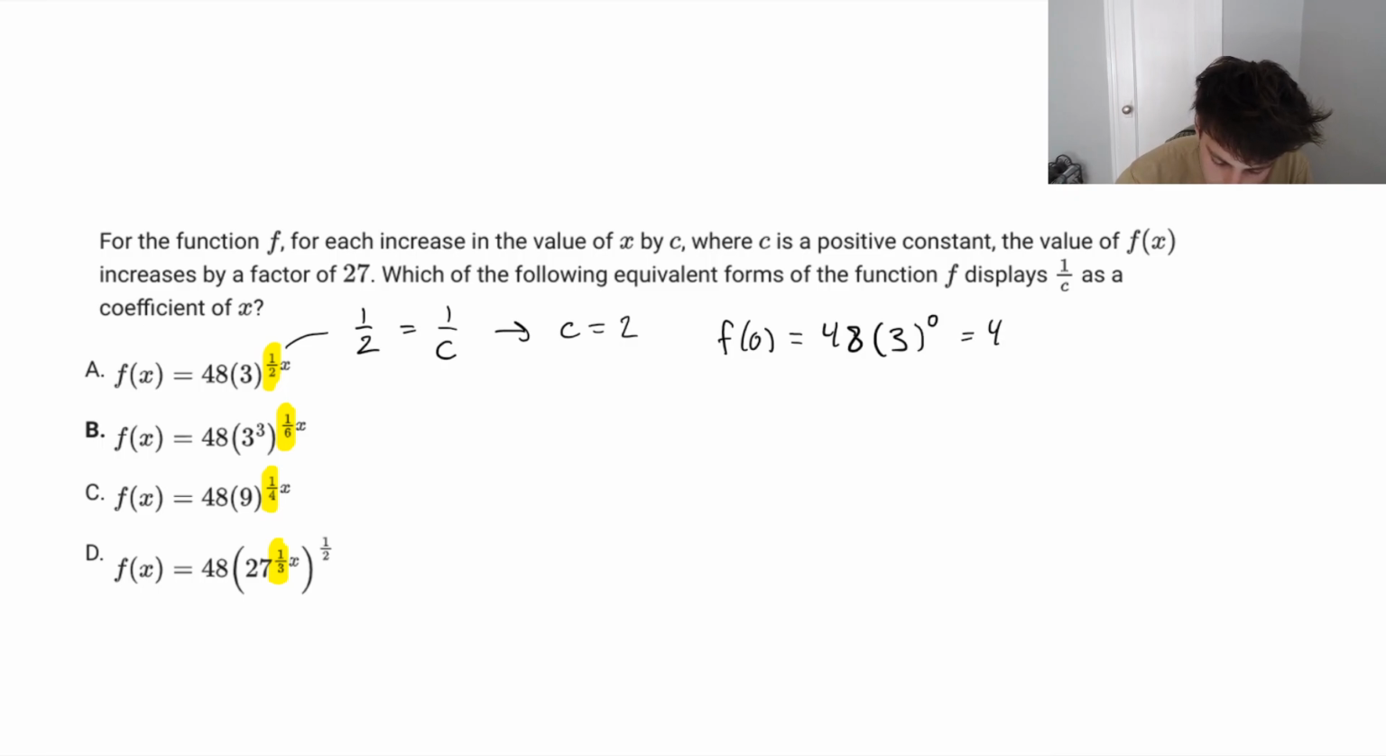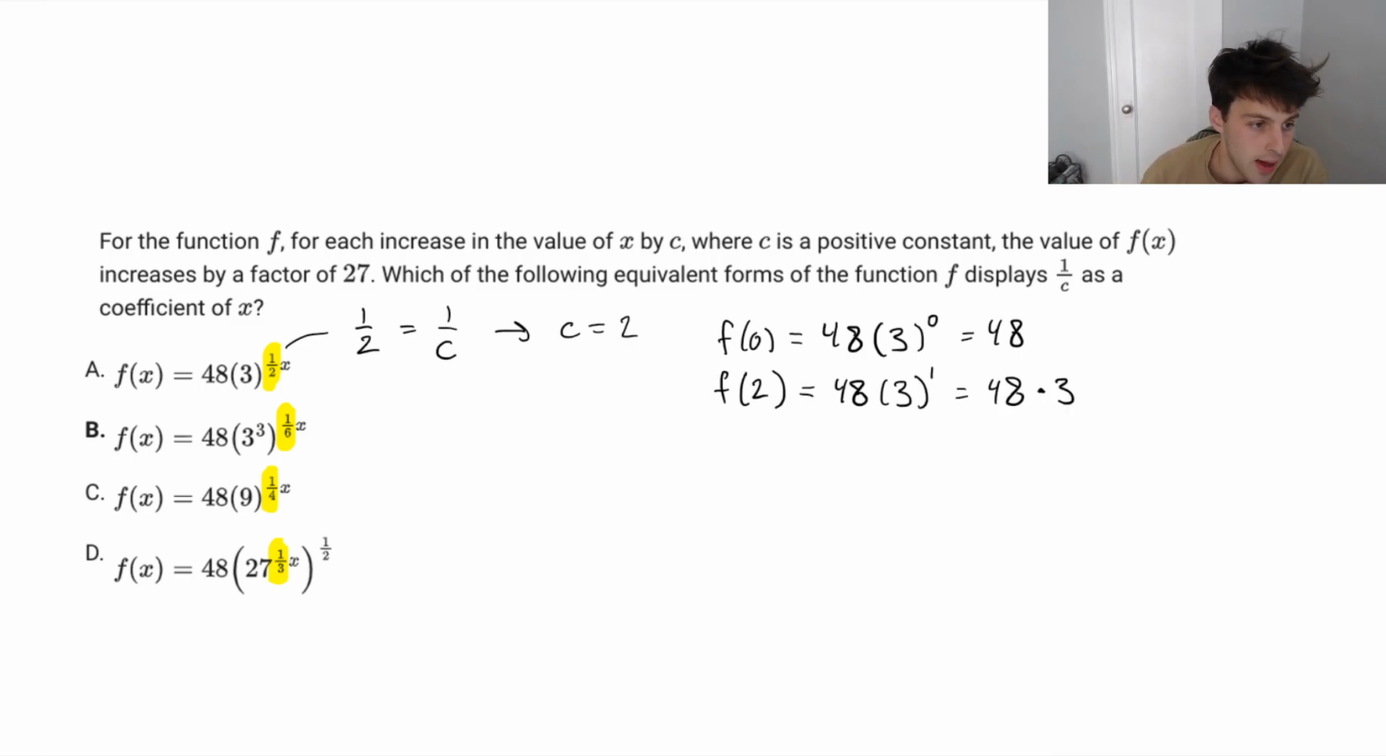This is going to be 48. Okay, so if we were to increase our value of x by 2 in this case, because our coefficient is 1 over c, then our next one should be 48 times 27, because it increases by a factor of 27. So if I plug in 2 as our value of x, we would get 3 to the power of 1, so this is actually just going to be 48 times 3.